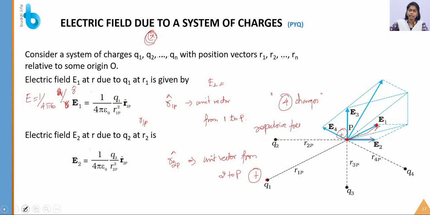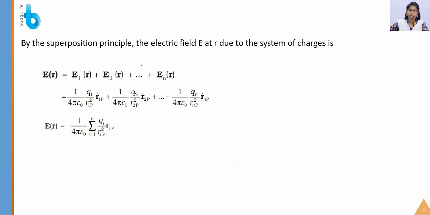By adding all the electric fields, we will get the total electric field experienced at a point P. By adding all the electric field values, we will get the common expression, which is 1 by 4 pi epsilon naught taken as a common term, and Qi divided by R iP square into R cap iP. R cap iP is a unit vector from i to P.